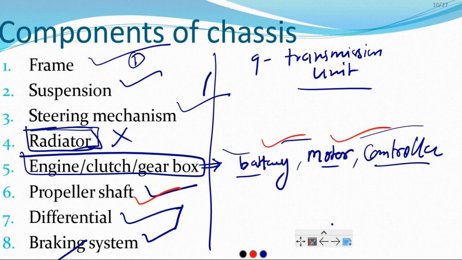And you can see the propeller shaft for the transmission of motion or torque, whatever you can say. The differential converts this torque to the wheels. And the braking system is to decelerate or stop the vehicle. This one is very easy. So these are the basic components which we are attaching through the chassis. Okay, let's move ahead.